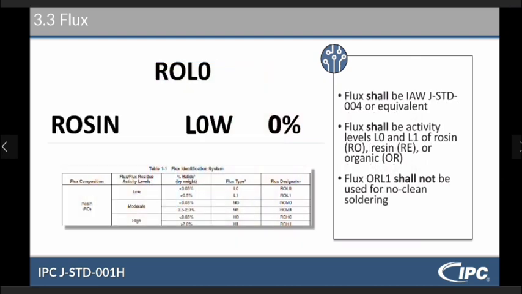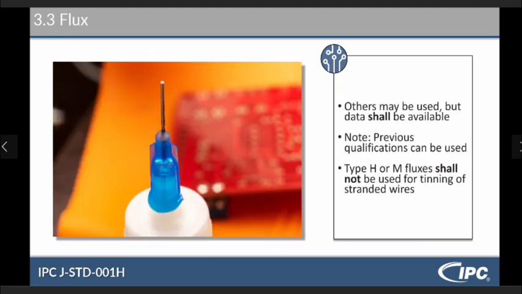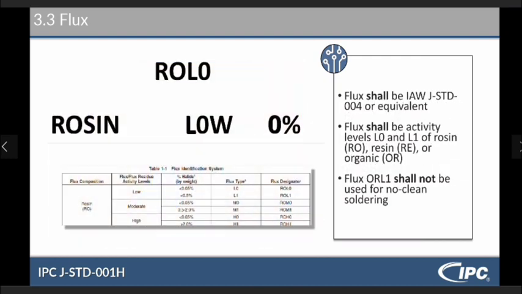For L1, it's actually less than 0.5%, and that would be ROL1. Other fluxes may be used, but they shall be available to make sure, again, that it's not going to affect the fit, form, or function of the product. Previous qualifications can be used, and type H or M fluxes shall not be used for the tinning of stranded wires. H and M fluxes, that would be for all 3 classes. The high and moderate activity for tinning of the wires can cause your wires to degrade quicker.